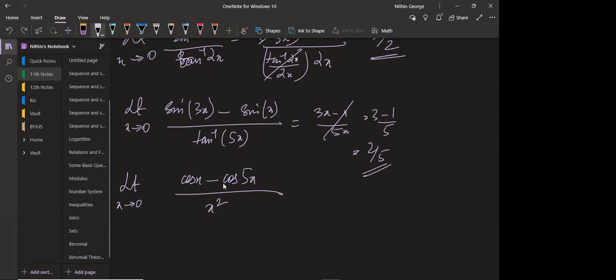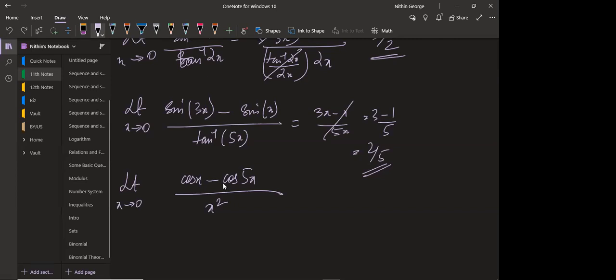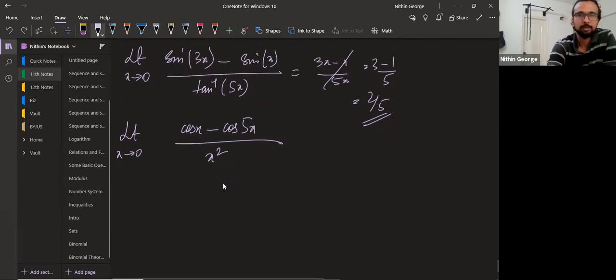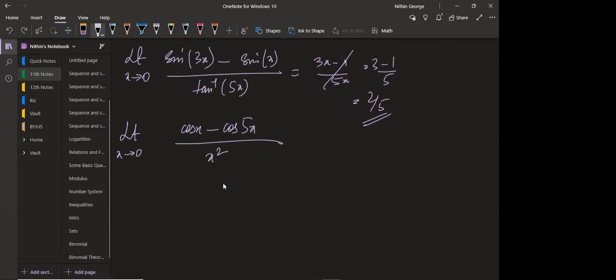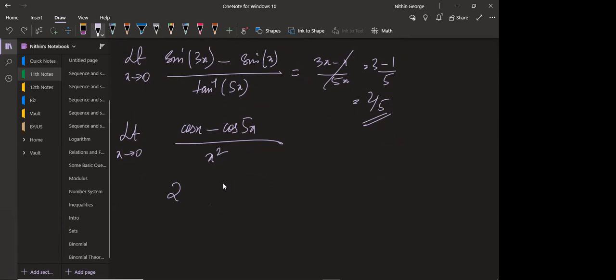So is it minus 12? No, that minus sign is wrong. Other than that, it's right. Can you tell me how you got it? Sir, I expanded the numerator and then divided by 6. You expanded the numerator using that formula. Minus 2 sine... Sorry, I didn't hear you. Minus 2 sine 3x into sine 2x.